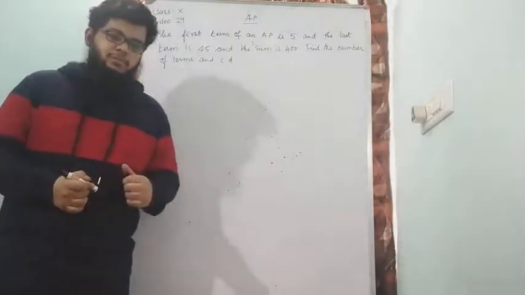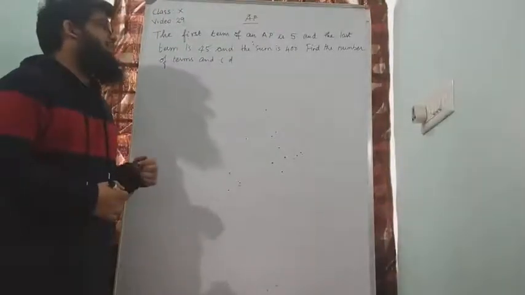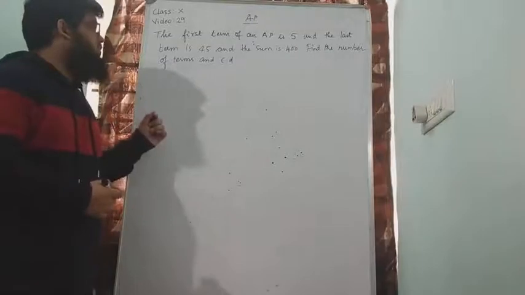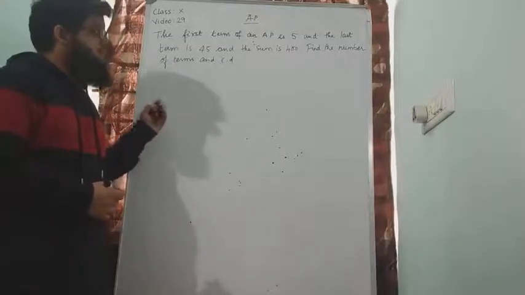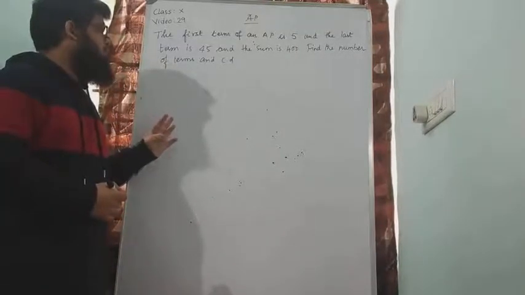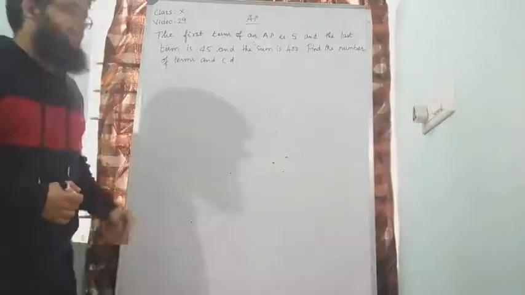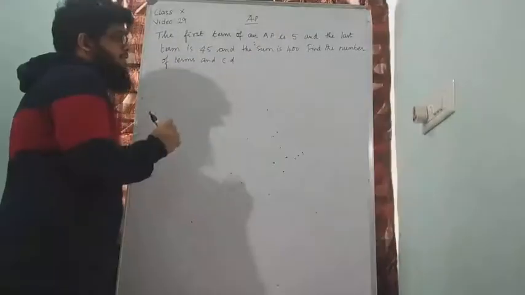There's a question on the board which tells the first term of an AP is 5 and the last term is 45 and the sum is 400. Find the number of terms and common difference D. So let us first write down the data.